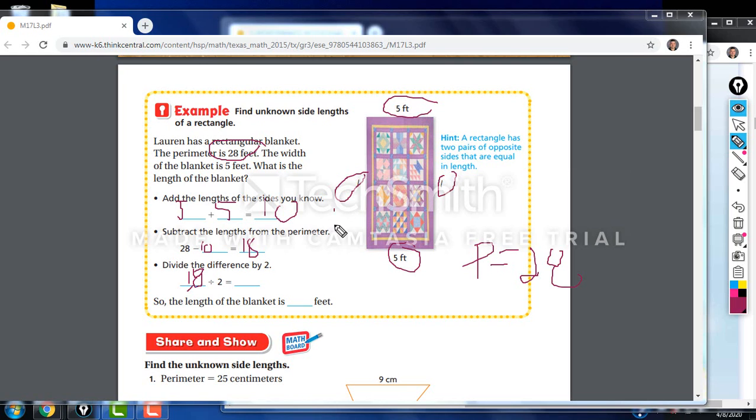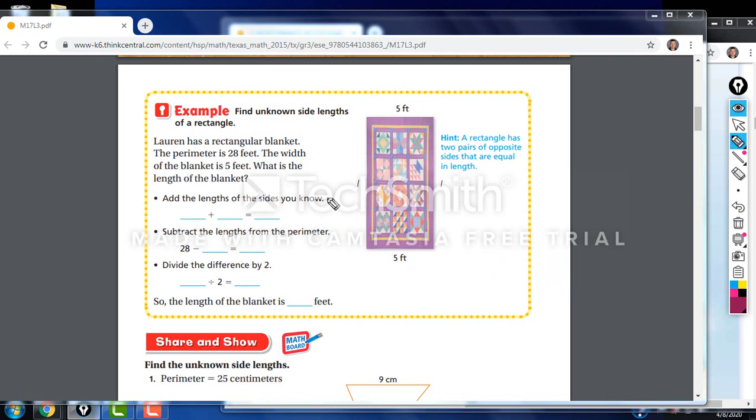I can't have 18 here and then have another 18 here, because that total sum will not even be close to 28. So I divide 18 by 2, and what is that? Yep, that is 9. So it's 9 feet. These 2 sides are 9 feet. And if we check that, if you add all those 4 sides, you'll get a sum of 28. See how simple this is?